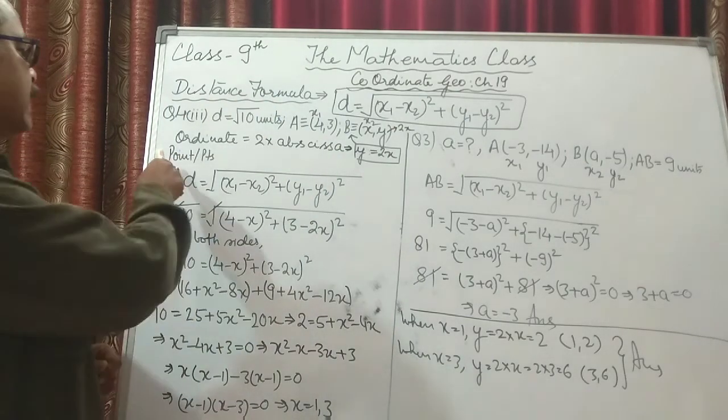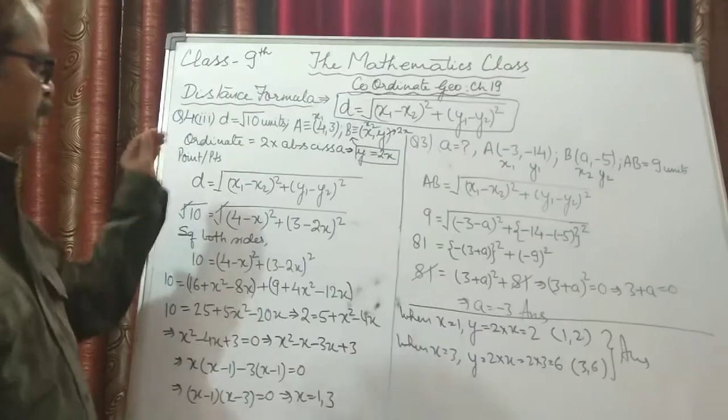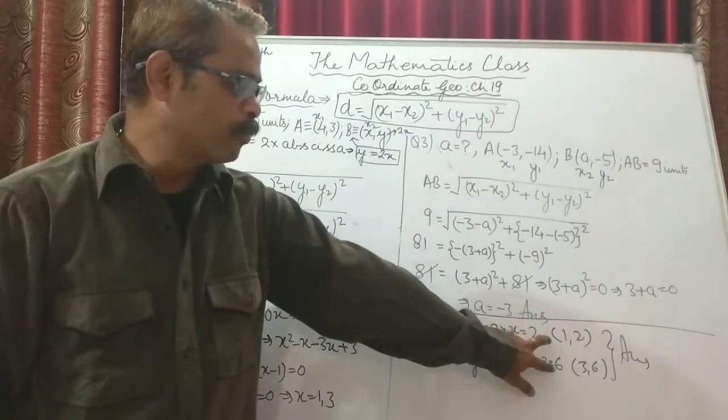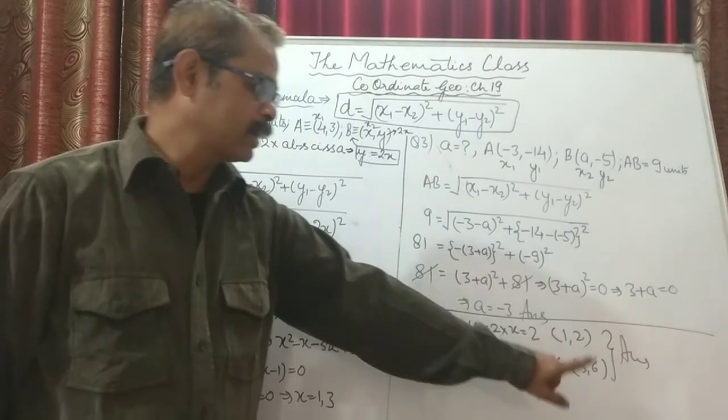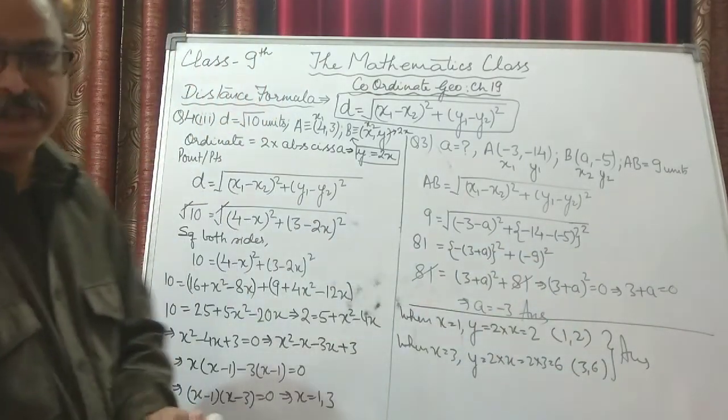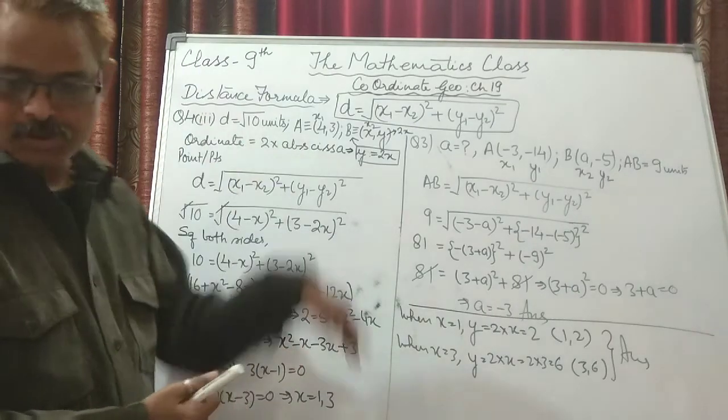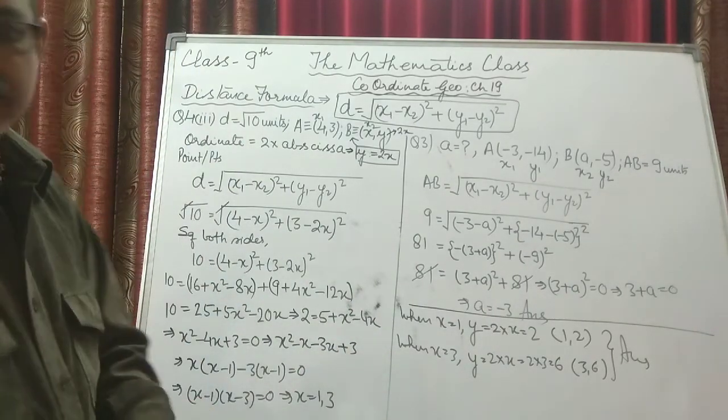The question was to find the point or the points. So basically there are 2 points that we have to find. One point is (1, 2) and the other point is (3, 6). So this is all about this. Now let's see what is there in the next.